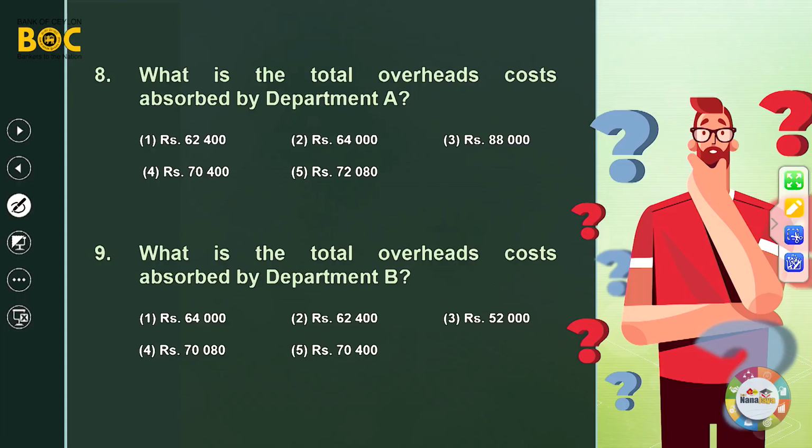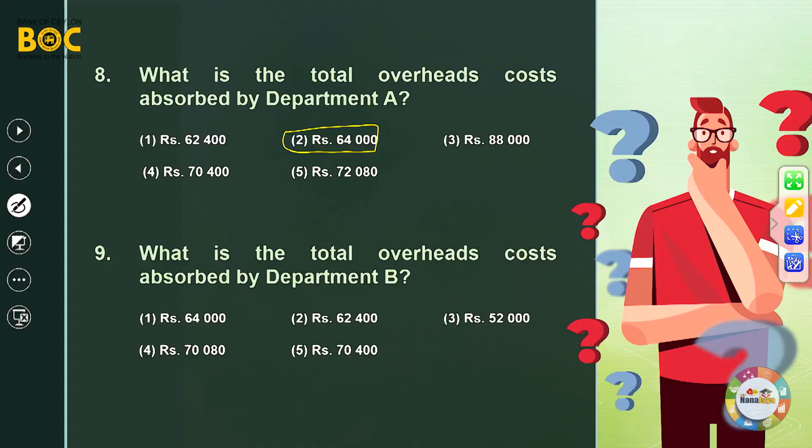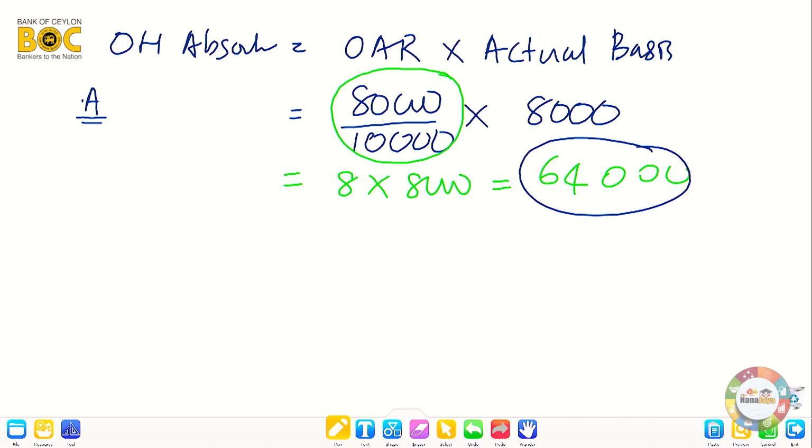Then the answer to question number 9: what is the total overhead cost absorbed by department B? Here it was department A, this is department B. You can use the same formula to calculate department B.